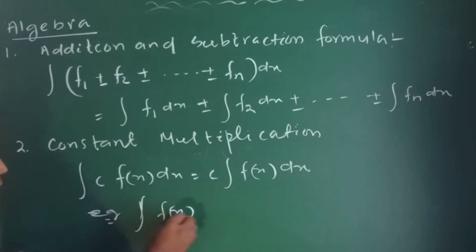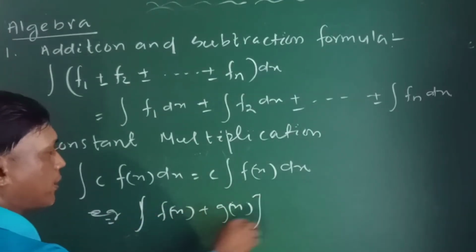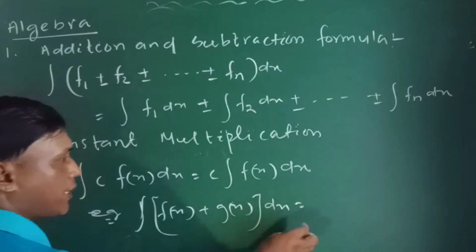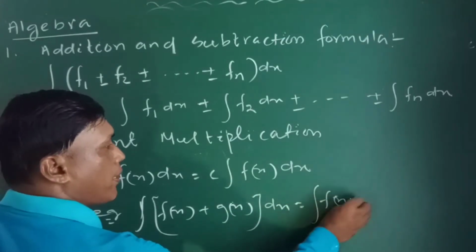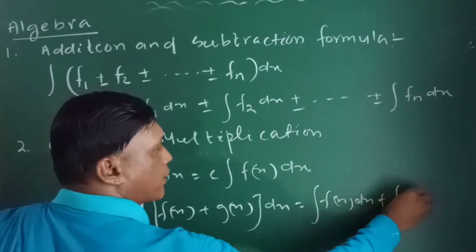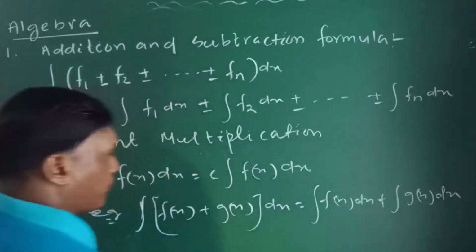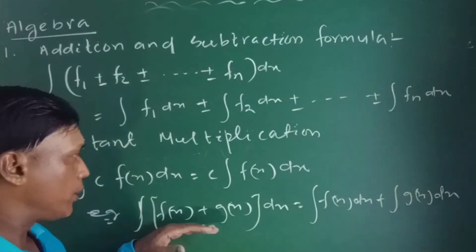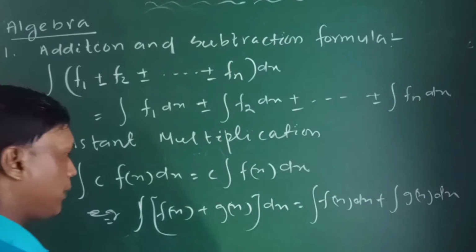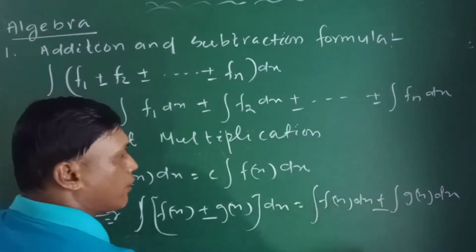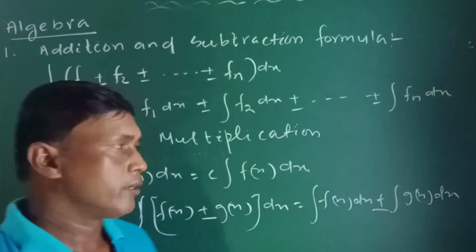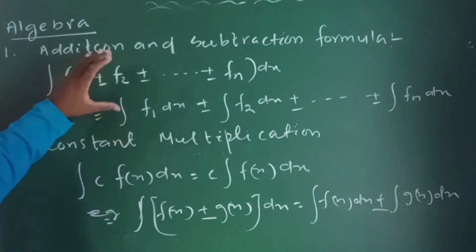f of x plus g of x dx, then this is integration of f of x dx plus integration of g of x dx. And this rule is the same for subtraction. If we replace addition by subtraction, then here is also subtraction. This is the addition and subtraction formula.